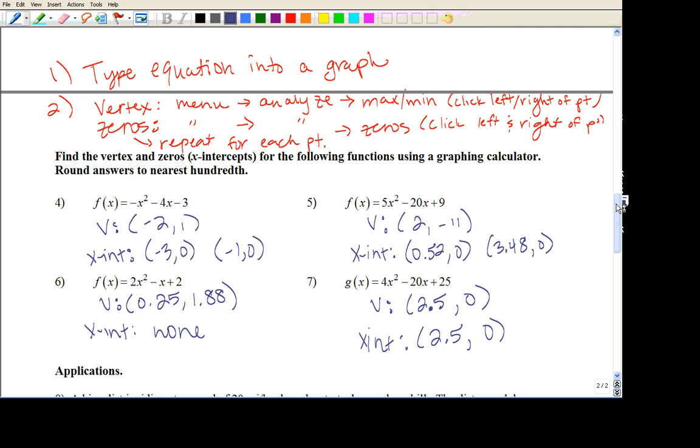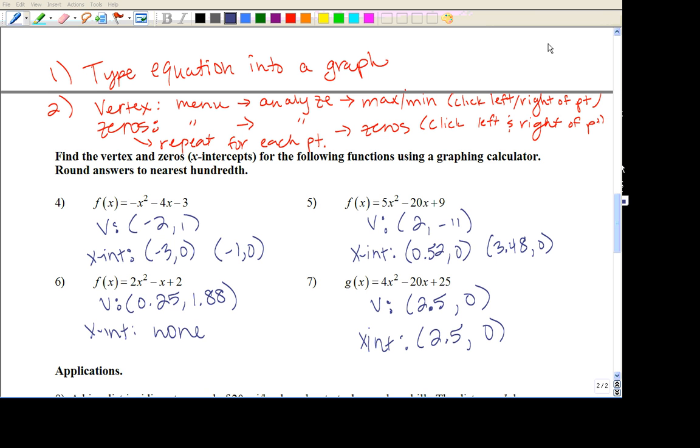It's always good to remember that you have to make sure you can see the whole graph before you do the Menu, Analyze, because otherwise you're going to have to exit out of it, zoom out, fix the screen, and then go back. So really I should have said type the equation into a graph and then make sure you can see the whole graph and then go to number 2. I've written down the vertex and the x-intercepts for you so you can check them out there and verify that your answers are correct.